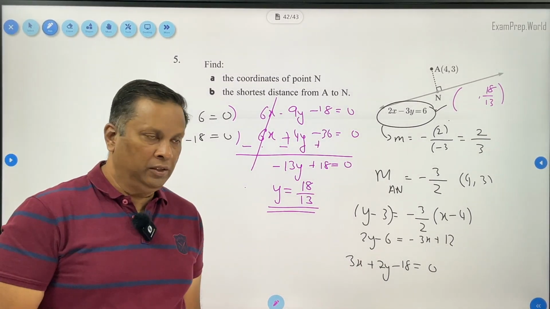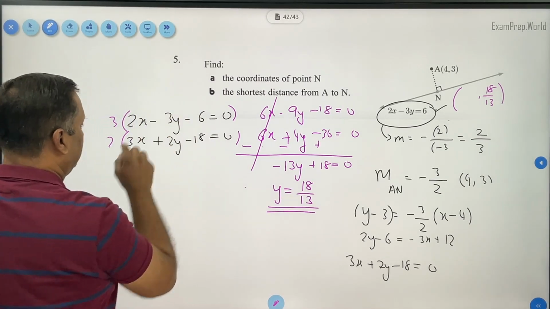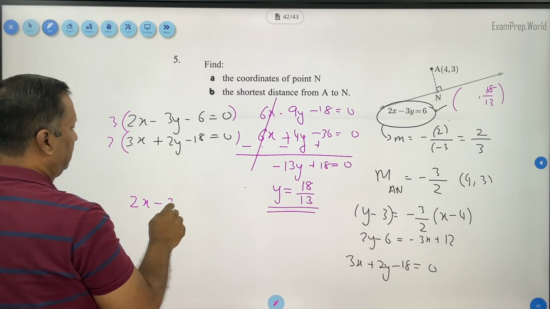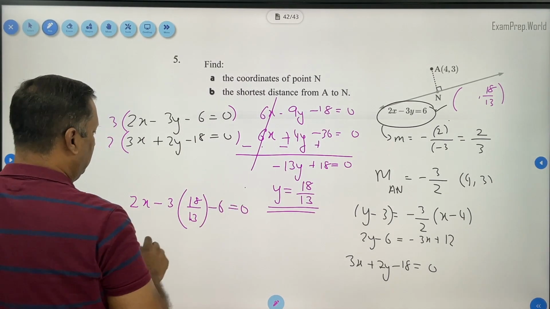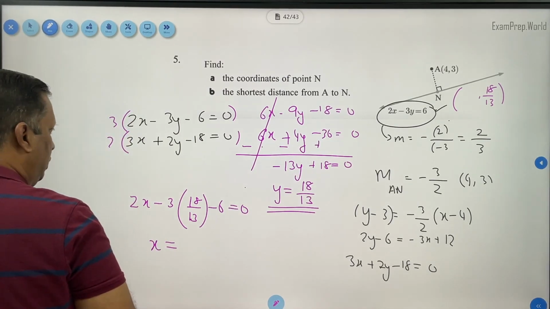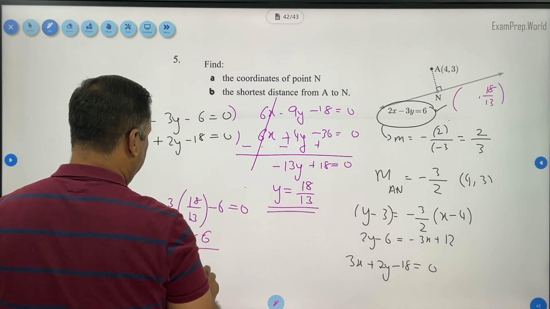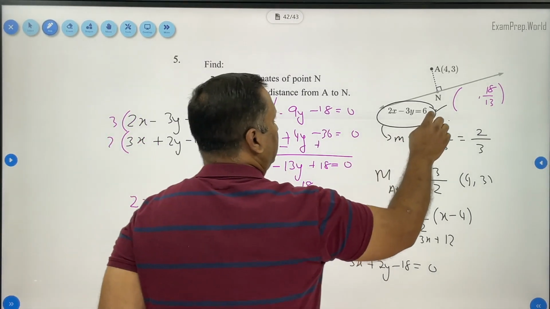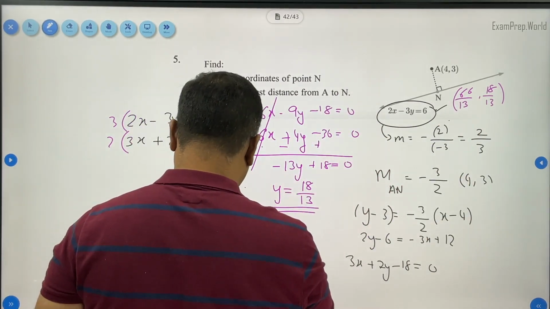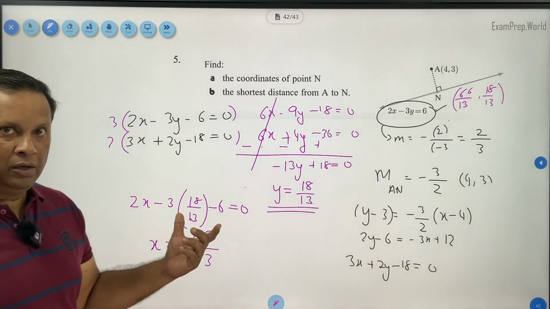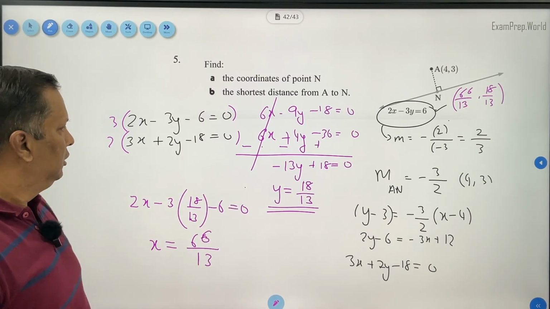So we have the y value, which is 18 by 13. Input y equals 18 by 13 in any one of them. Let us input here: 2x minus 3 times 18 by 13 minus 6 equal to 0, and solve for x. So x is equal to 66 by 13. So we could find the coordinates of N; leave them in fractions, you don't have to go to decimals. Okay, so this part is done.